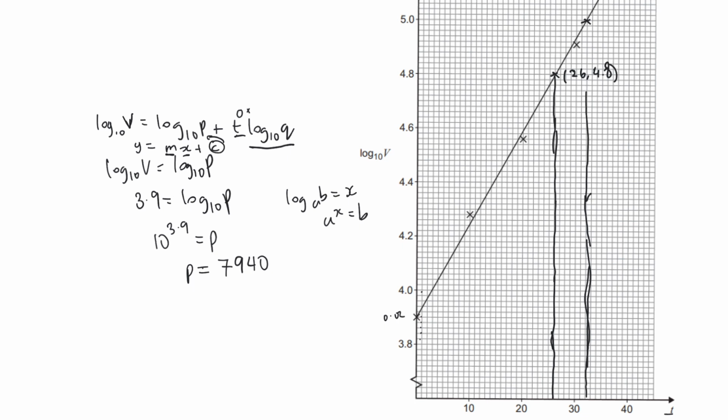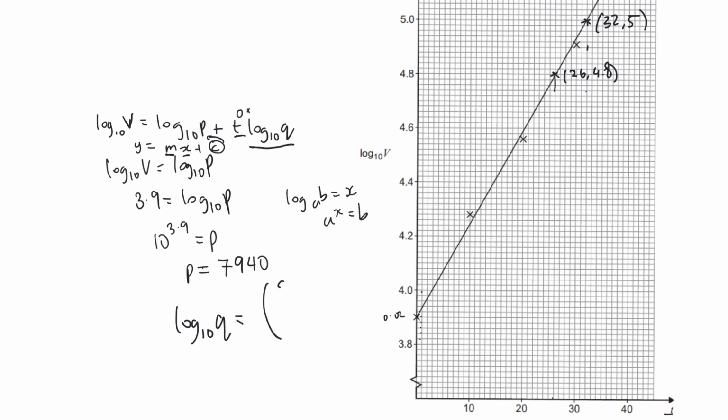About 32. So 32.5. Okay, so for gradient, which is our log 10 q, so that's going to be a change in y by change in x. So that'll be 5 minus 4.8 over 32 minus 26.